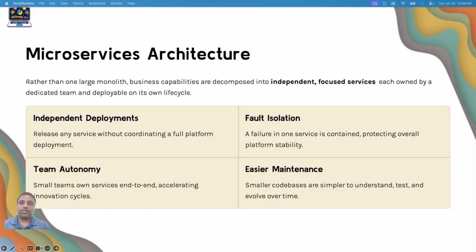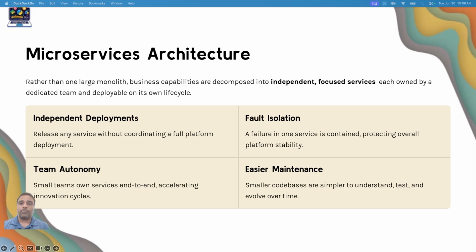The microservices architecture: rather than one massive monolith, microservices decompose your business capabilities into independent, focused services, each owned by a dedicated team. The benefits are significant. Independent deployments: you can release any service without coordinating a full platform deployment. Fault isolation: a failure in one service is contained and protected from impacting overall platform stability, right?